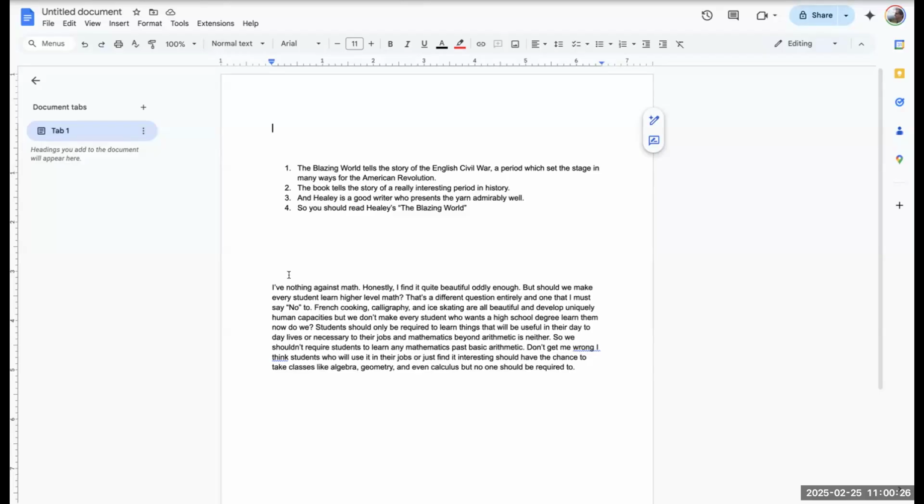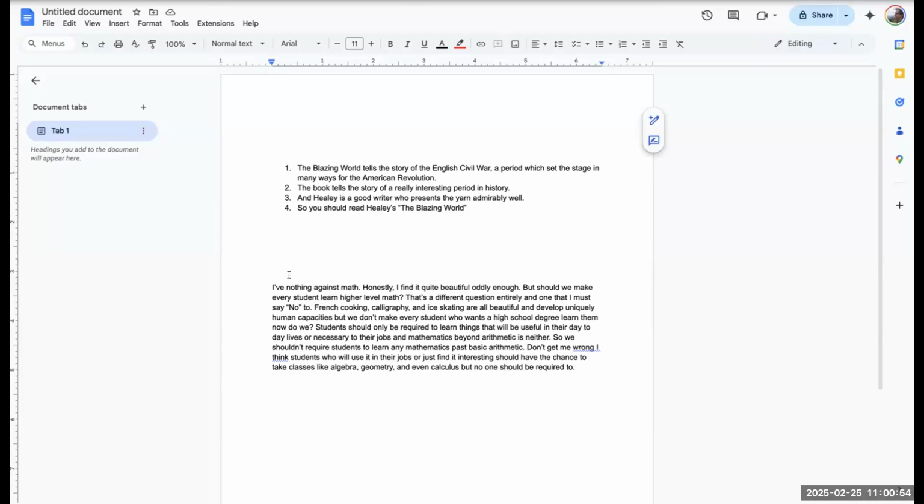Students should only be required to learn things that will be useful in their day-to-day lives or necessary to their jobs, and mathematics beyond arithmetic is neither. So we shouldn't require students to learn any mathematics past basic arithmetic. Don't get me wrong, I think students who will use it in their jobs or just find it interesting should have the chance to take classes like algebra, geometry, and even calculus, but no one should be required to.